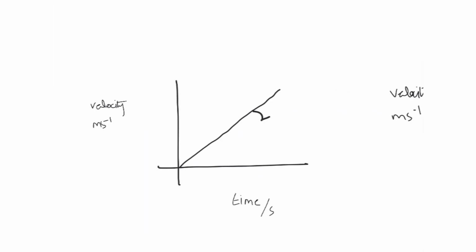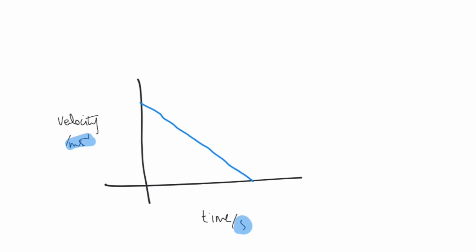If you see that this line's gradient remains the same throughout the graph, so we can say that it is uniformly accelerating. Uniformly accelerating means the same increase in speed over the same period of time. So this line, now here it has a constant negative gradient, so it means that it has a constant deceleration, so we can say that the body is uniformly decelerating.